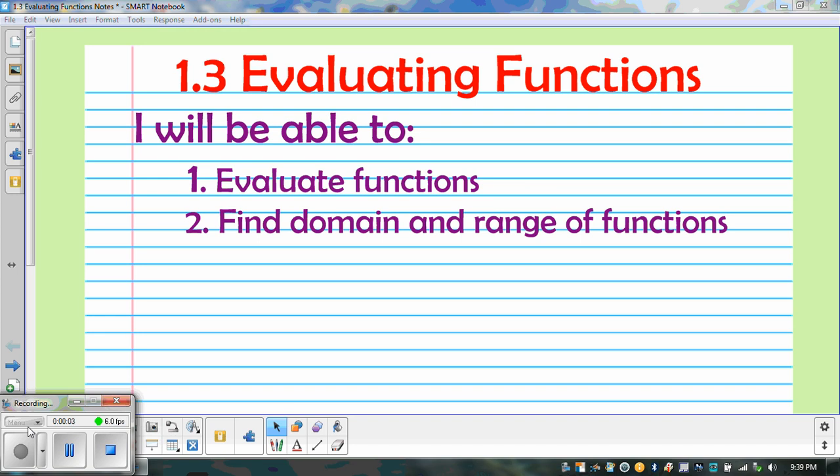Today we are going to begin Lesson 1.3, Evaluating Functions. Take a moment to go ahead and write down today's objective. You're going to write down, I will be able to evaluate functions, and we will be finding the domain and range of real-life situations. Take a moment. As soon as you have the objective written down, move on to the next slide.